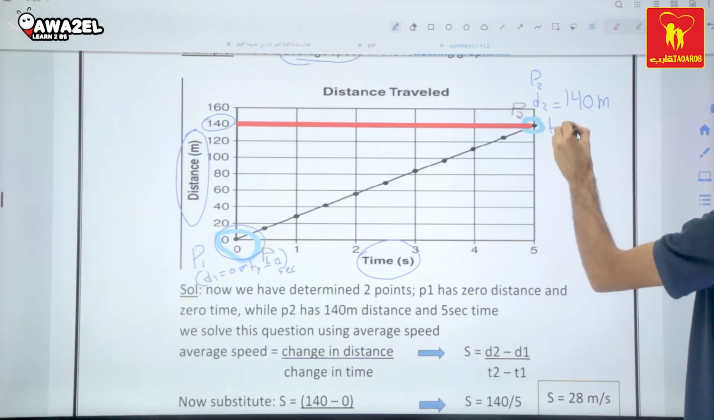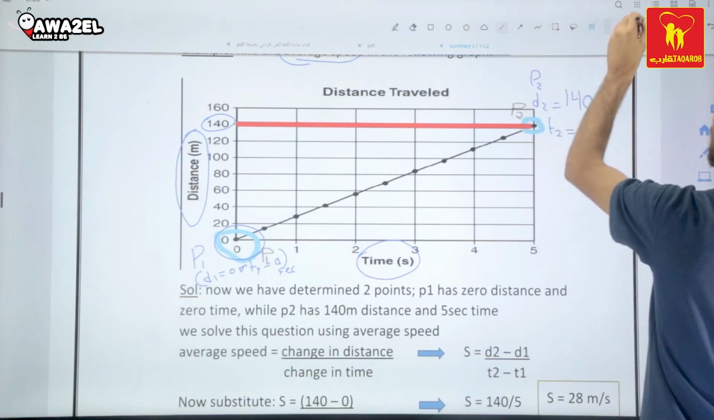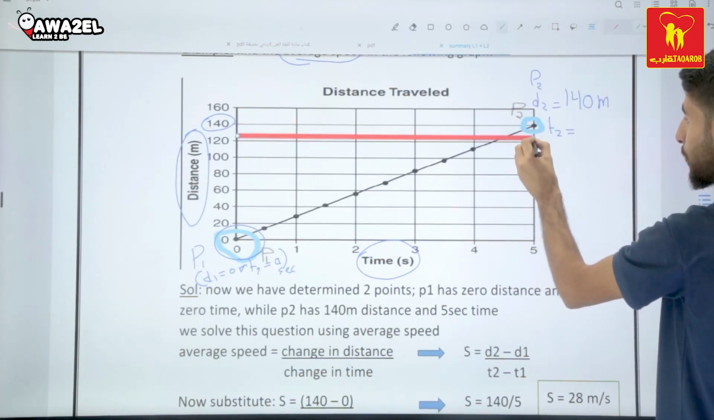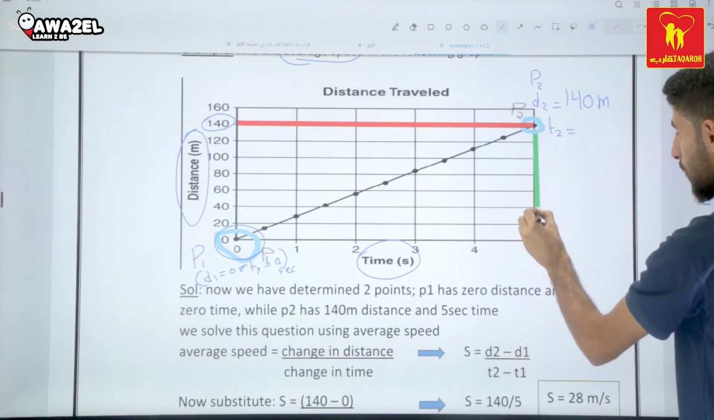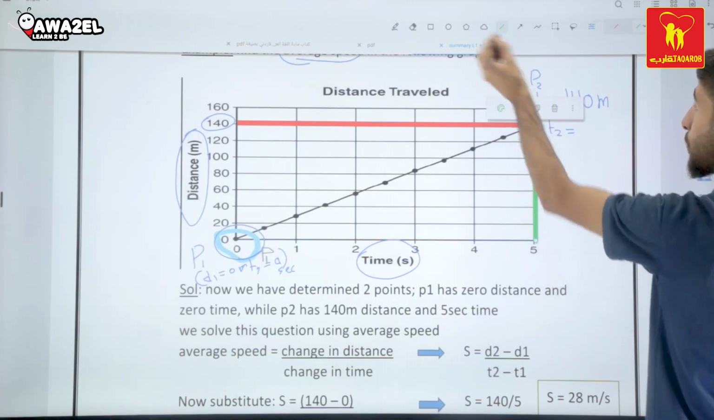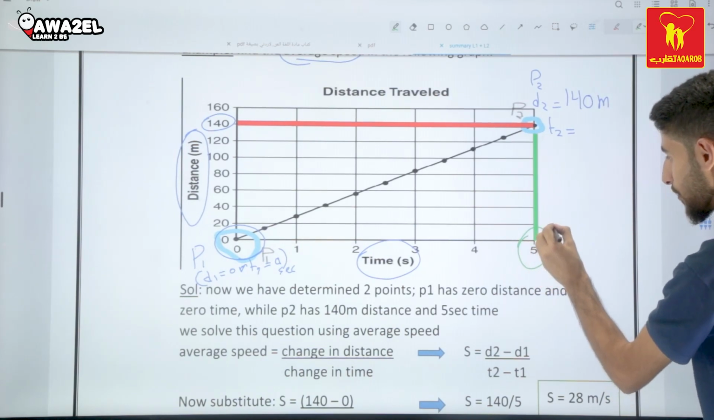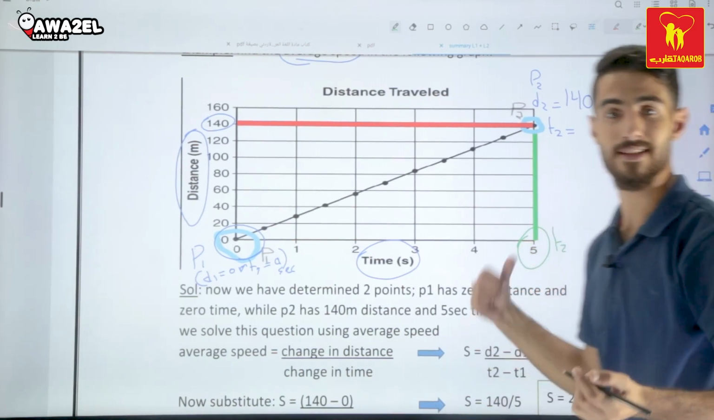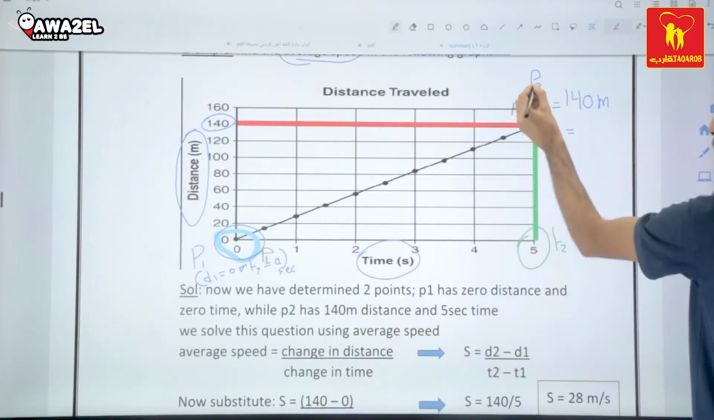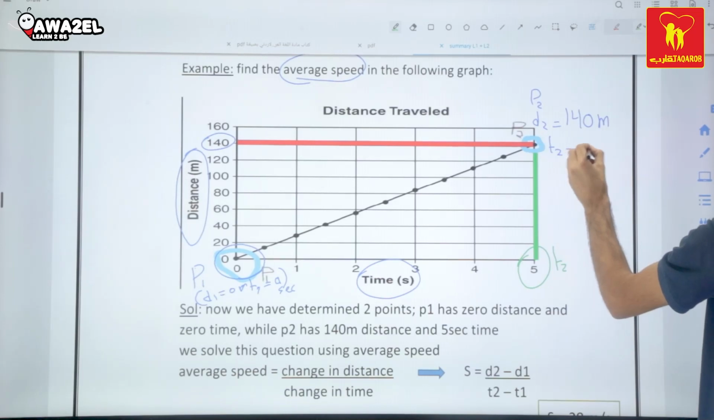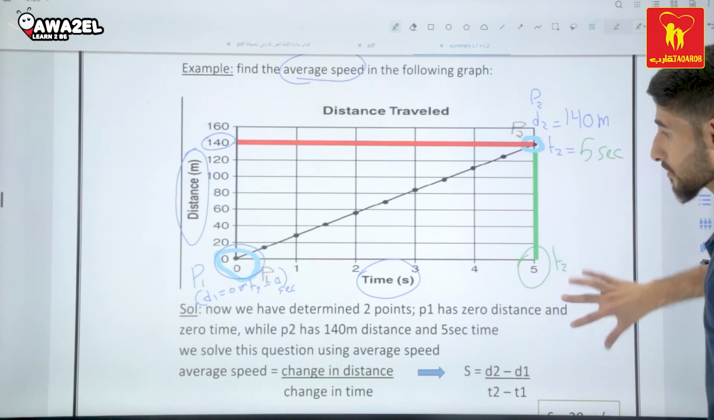And what is T2? I make a vertical line. Oh, it's 5. See? That is the second time I need in order to find my average speed. So T2 is 5 seconds, and D2, I have it.